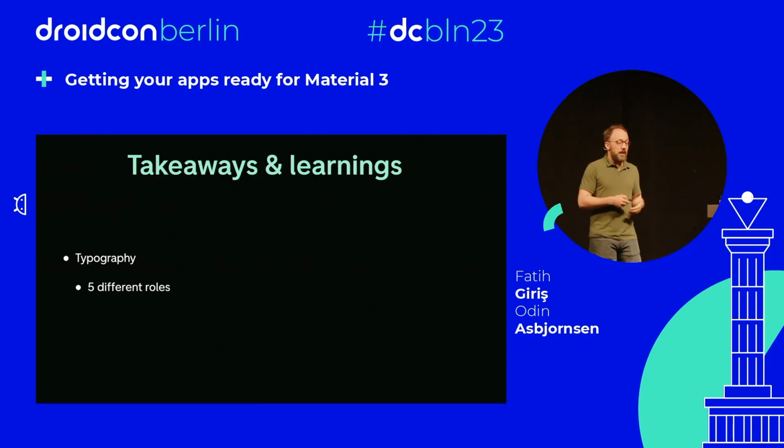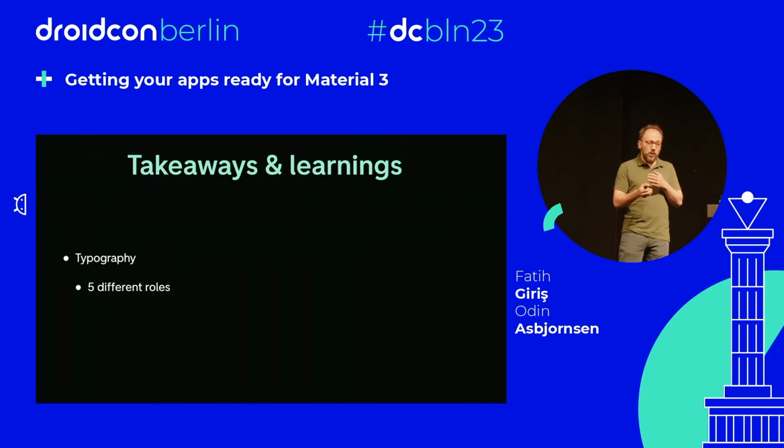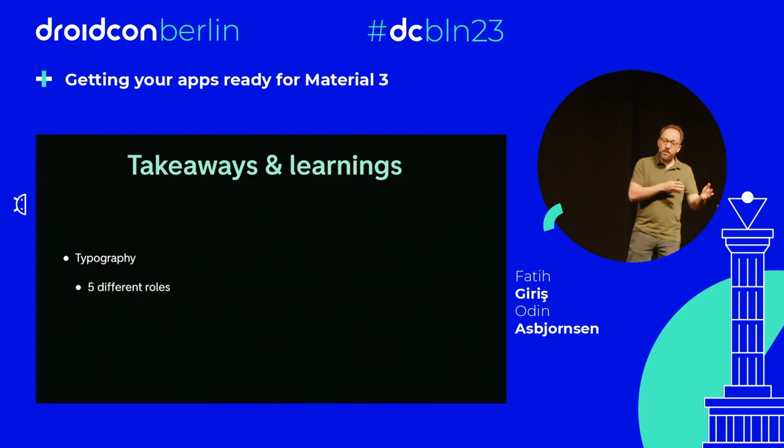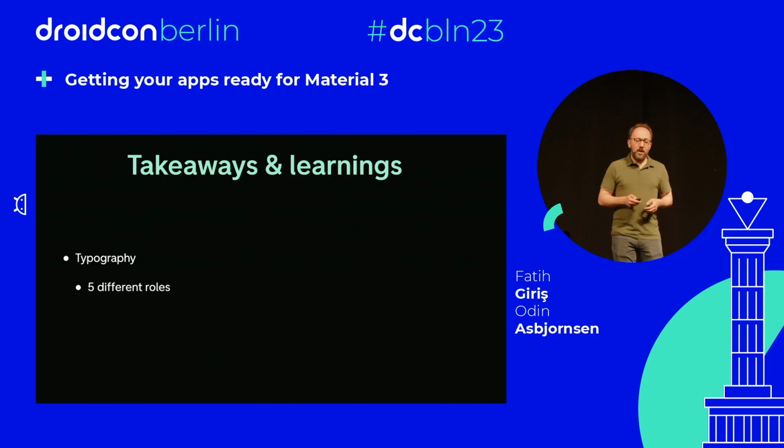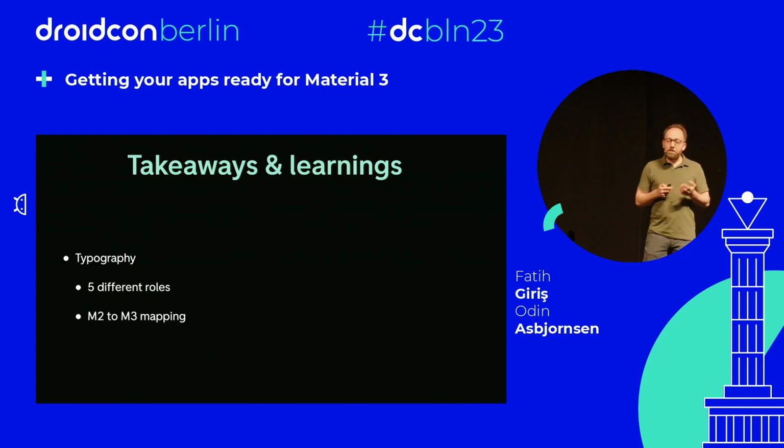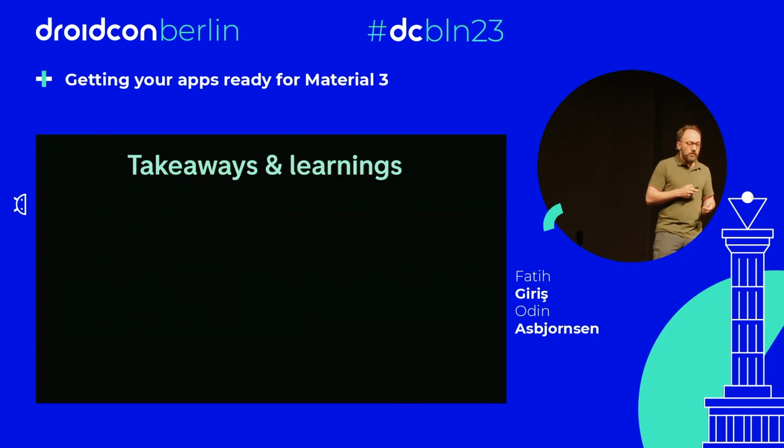And also for typography, there were 5 different roles. As I explained, you can still use those 5 different roles, but you still have to find a mapping from how you can map it from Material 2 to Material 3 according to your needs. And that was for the typography.